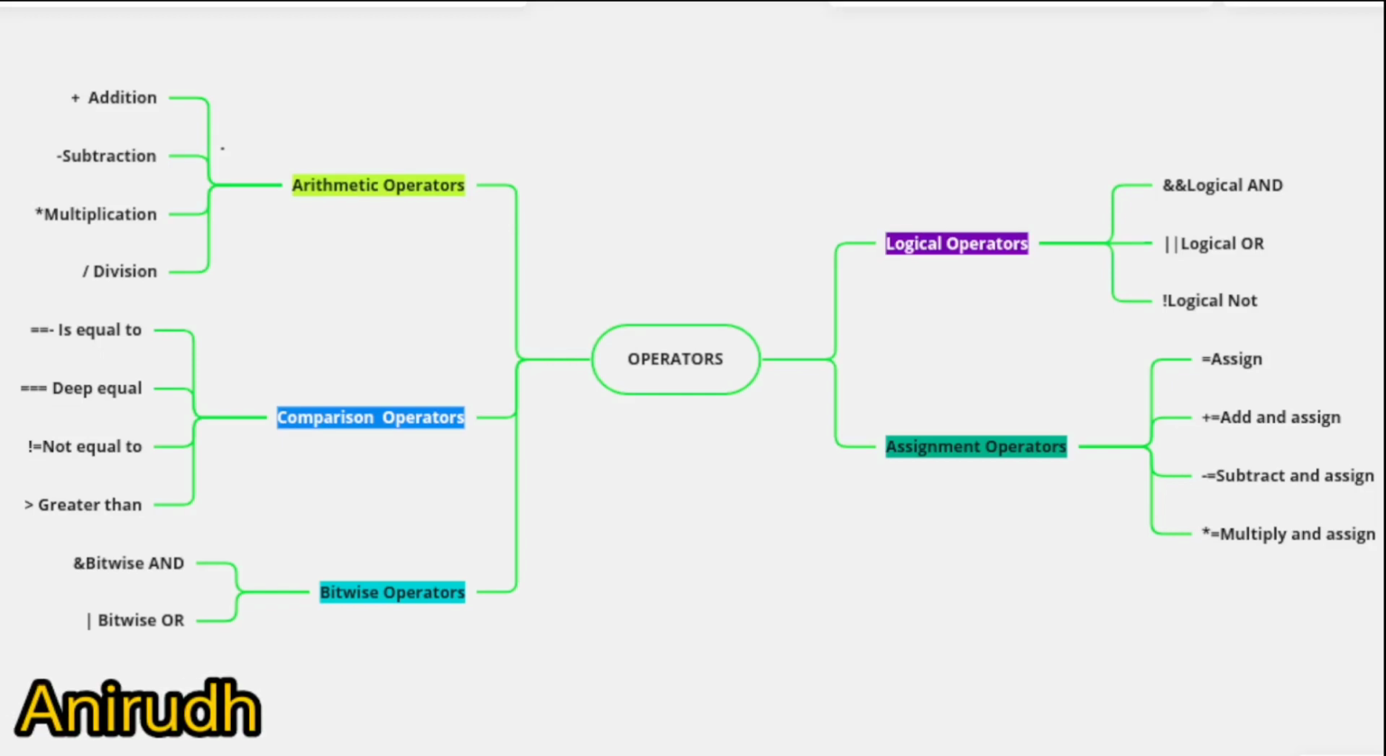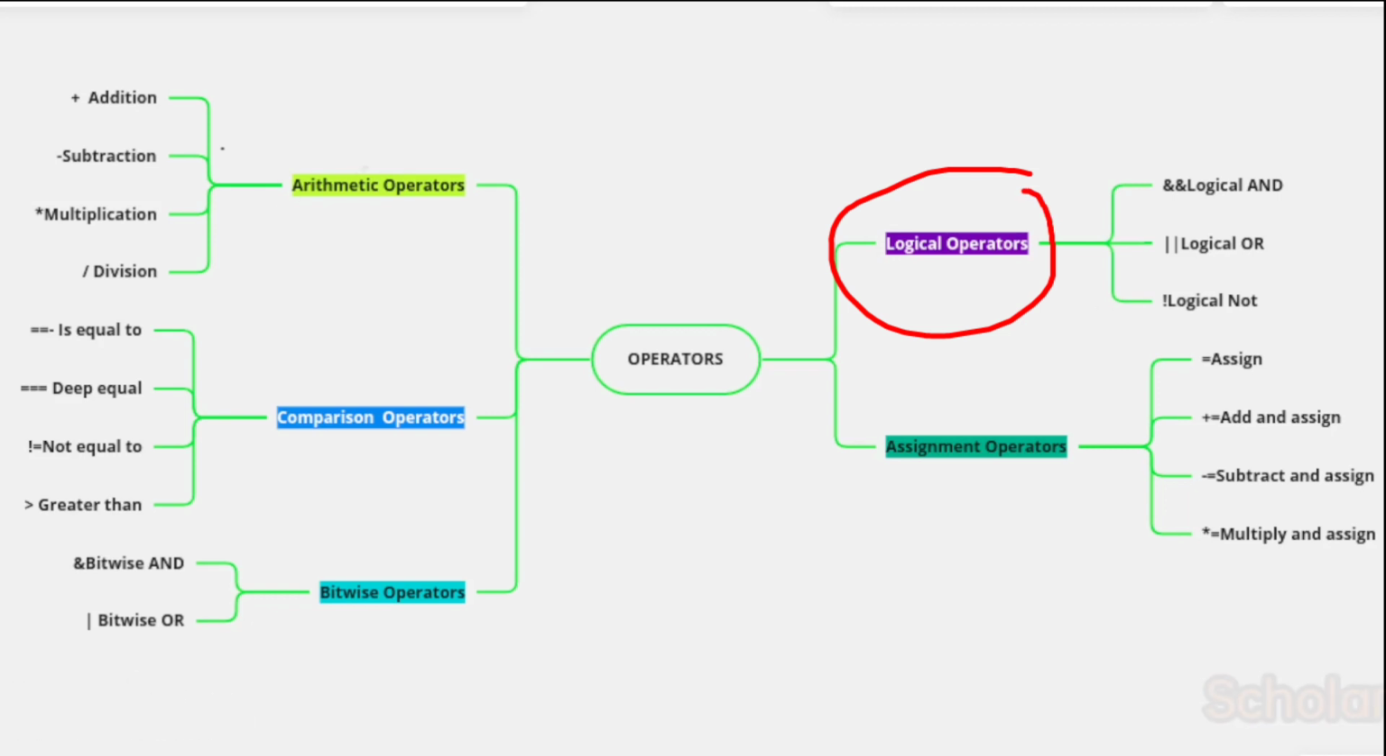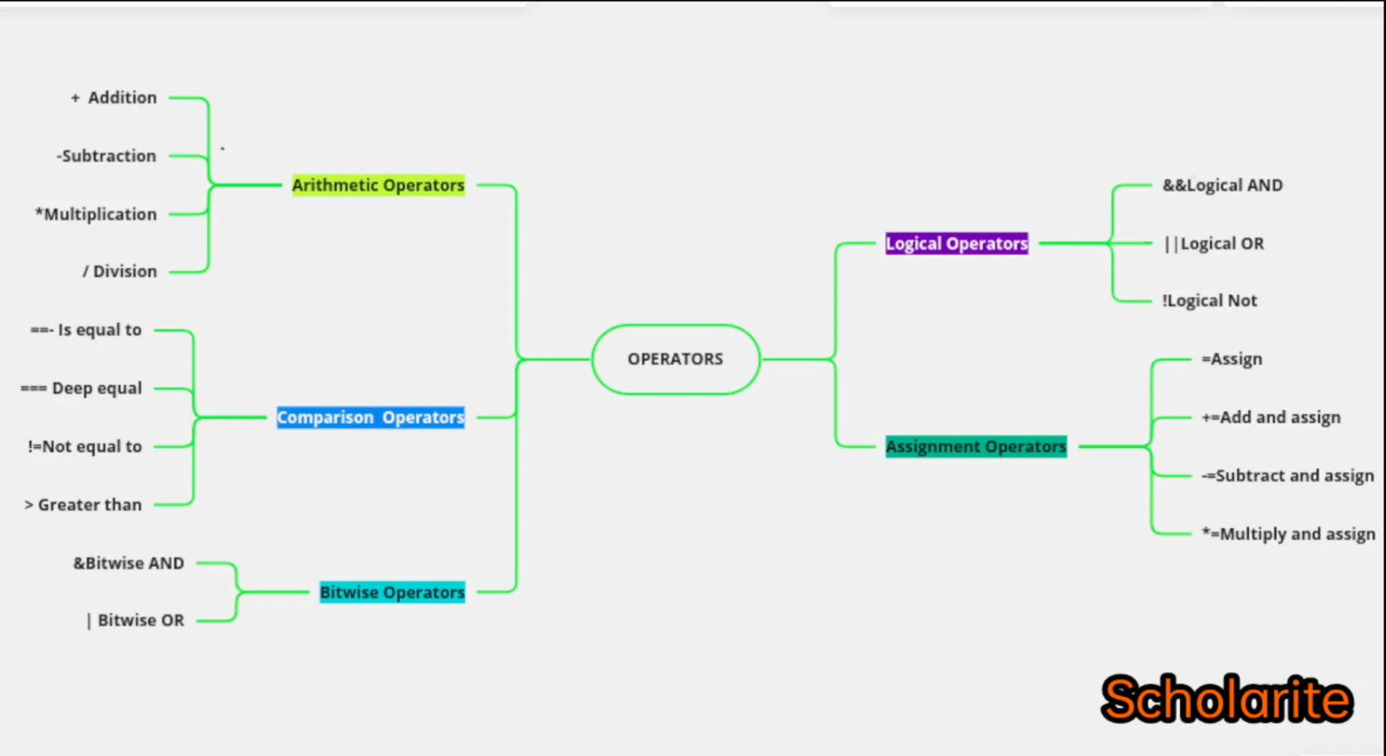Coming to the next operator, we are going to discuss logical operators. When we say logical operator, I have mentioned three logical operators here. The first one is logical AND, next is logical OR, and the third one is logical NOT.